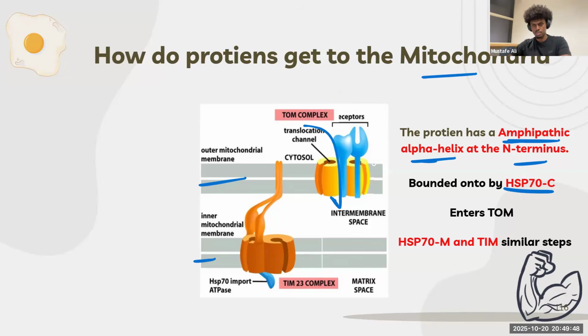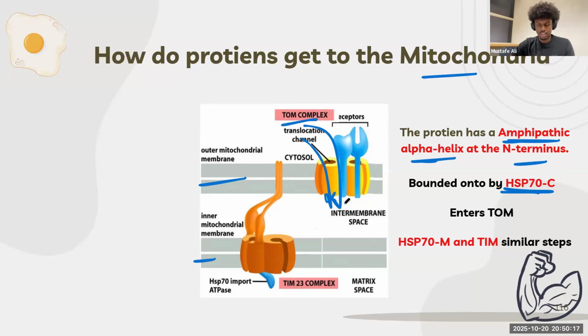So again, the protein has a signal called amphipathic alpha helix. This amphipathic alpha helix attracts a protein called HSP70. We said HSP70 is a chaperone. Now, this chaperone, this time, will unfold the protein, okay? It will do the opposite from what we talked about. It will unfold the protein. Once it unfolds the protein, it will allow it to enter this TOM channel and go through it, okay?